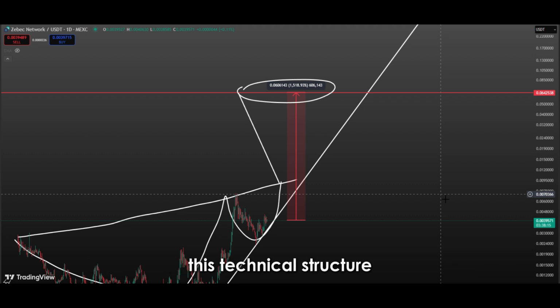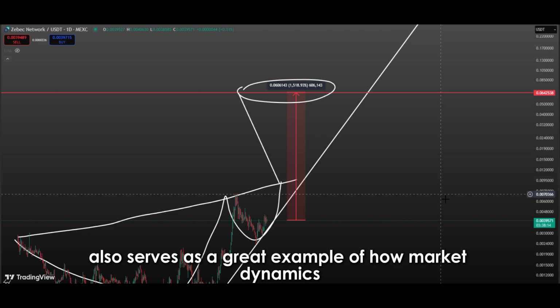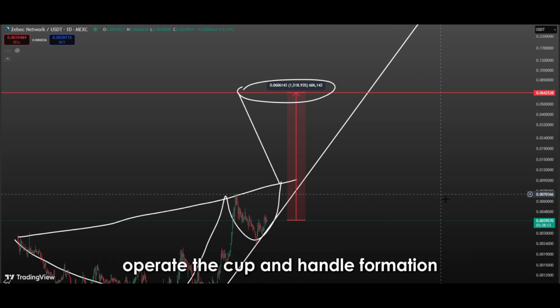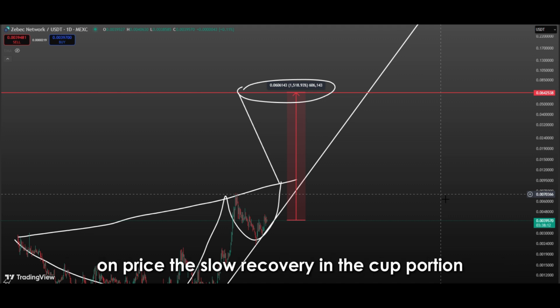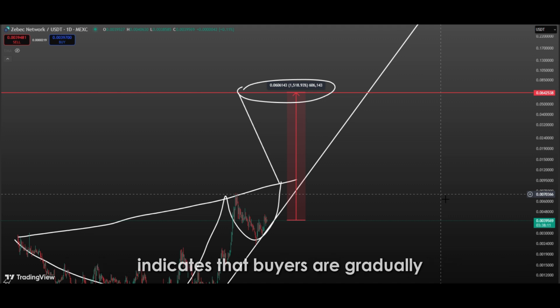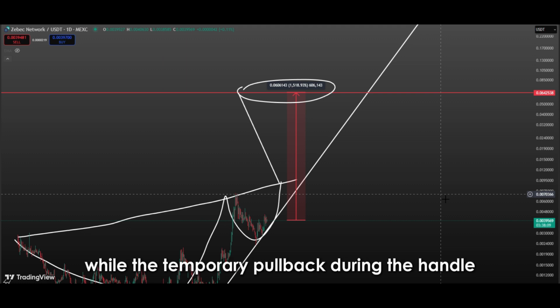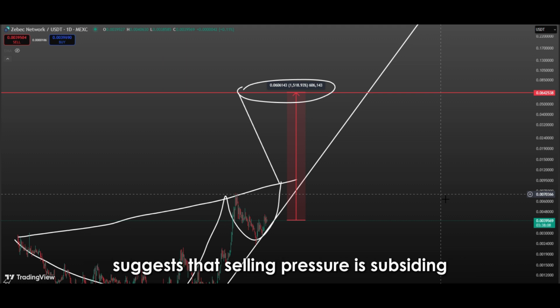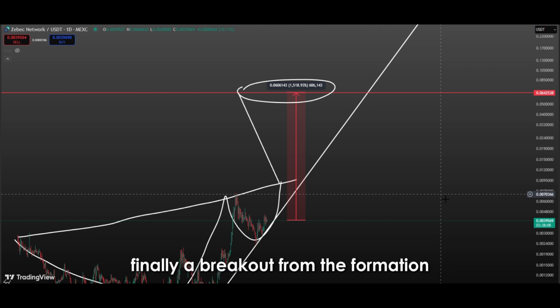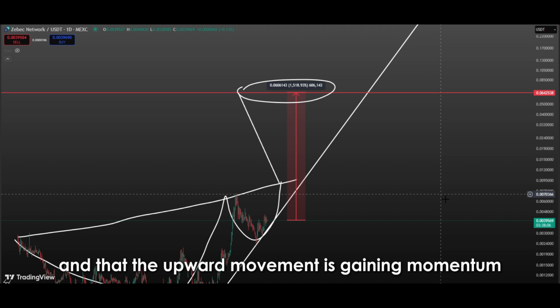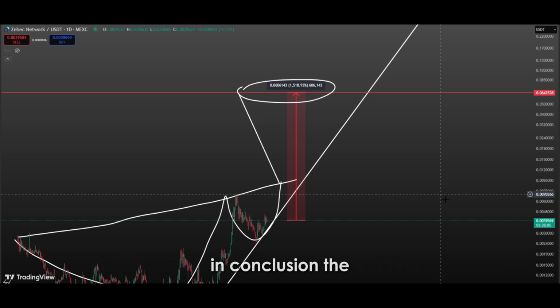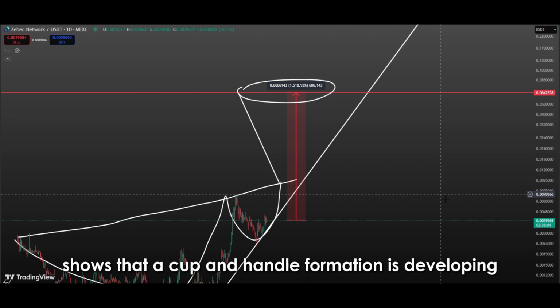This technical structure also serves as a great example of how market dynamics operate. The cup and handle formation visually demonstrates the effect of supply and demand on price. The slow recovery in the cup portion indicates that buyers are gradually re-entering the market, while the temporary pullback during the handle suggests that selling pressure is subsiding. Finally, a breakout from the formation indicates that buyers have taken full control and that the upward movement is gaining momentum. In conclusion, the current technical outlook clearly shows that a cup and handle formation is developing.